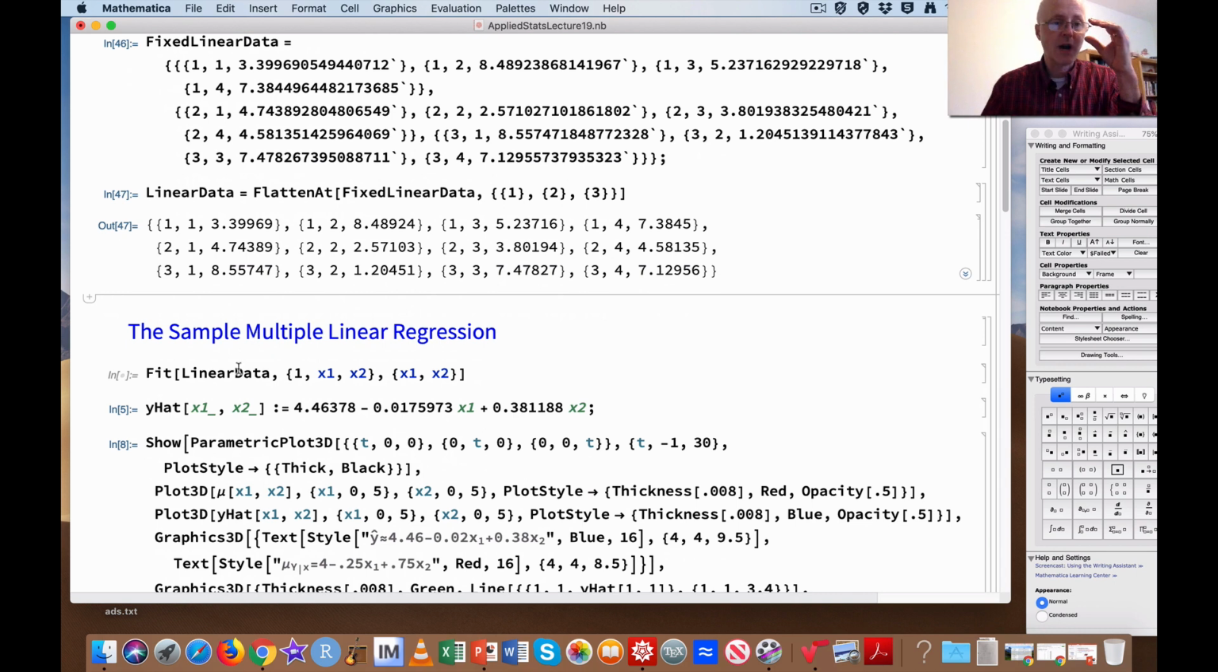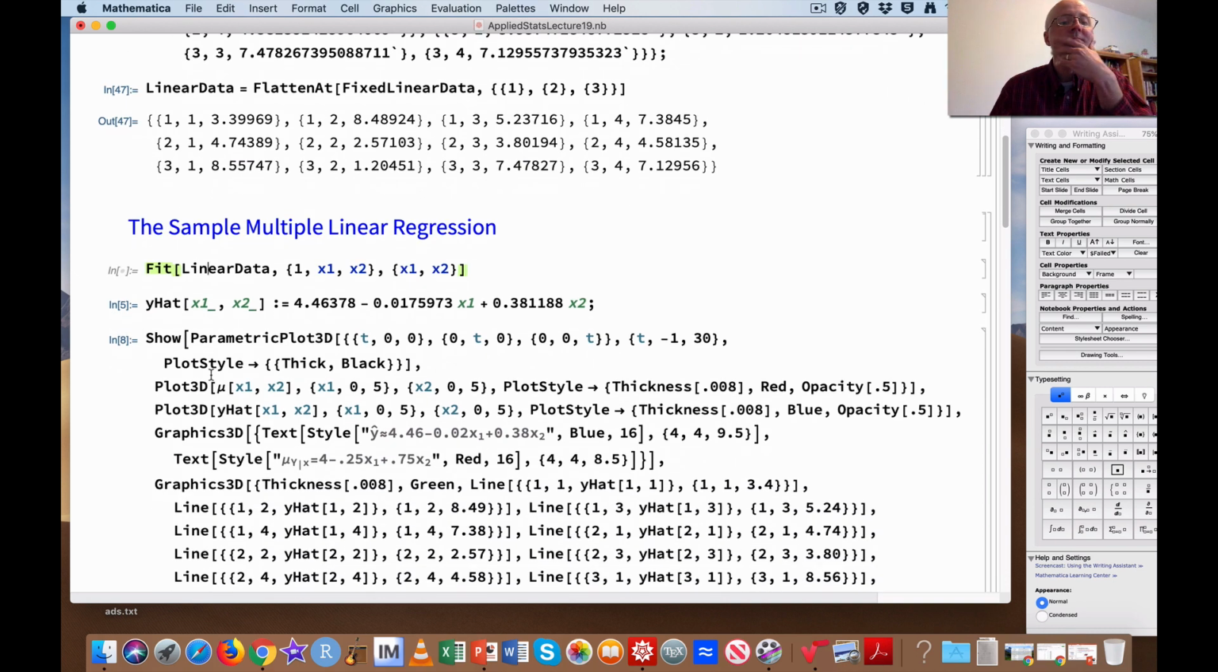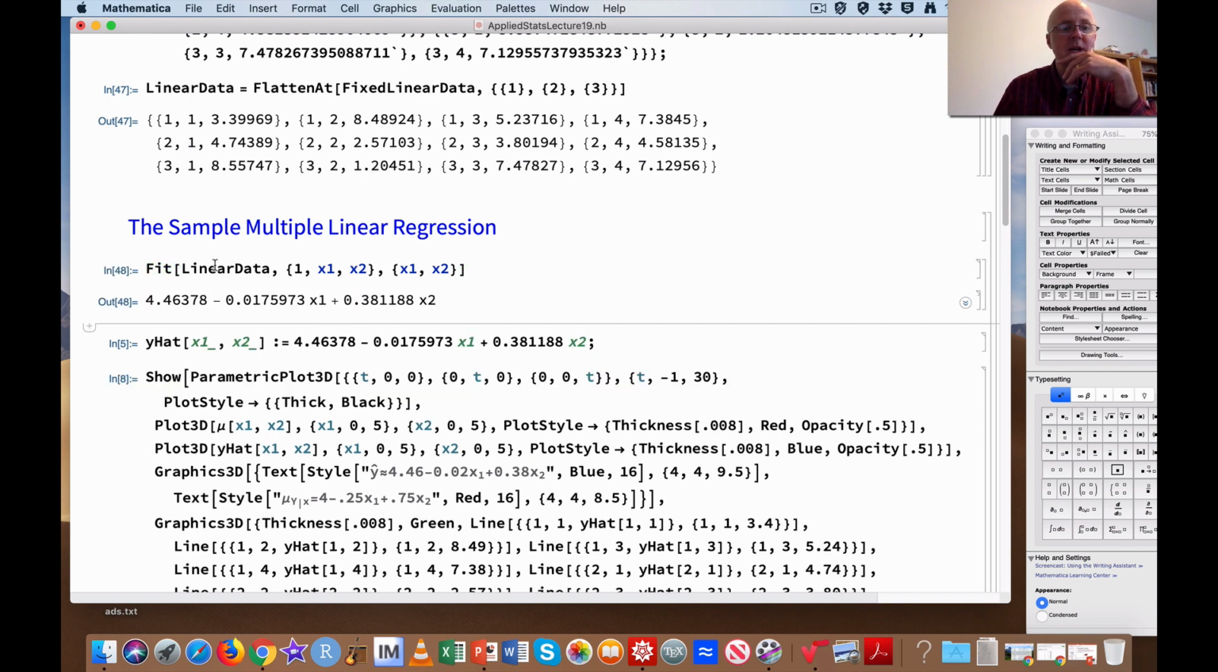How do you actually get the regression line, a regression plane equation, I should say? Fit can do it. Just a plain old Fit can give us the regression equation. So here is our regression equation. 4.46 minus 0.0176x1 plus 0.3812x2, which I typed into this function of x1 and x2, and I'm calling it y hat. Okay, thinking of this as being my sample regression line, and I can enter that.